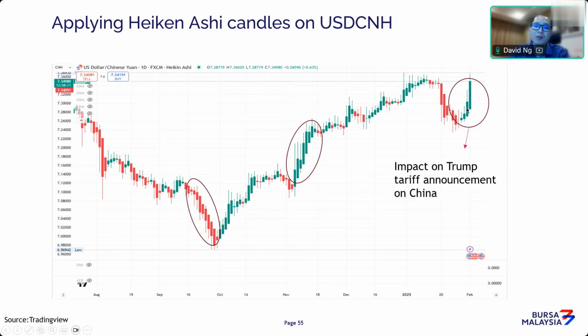Now, this is an example on the USD CNH. The reason there's a big buy here is because Trump announced something, especially the 10% tariff announcement on China. You can straight away see the currency market start to react. So if you're in the currency market space, you really have to be careful. Whenever Trump says something, you have to watch out for his Twitter posts, because that will create chaos, especially in the currency market.